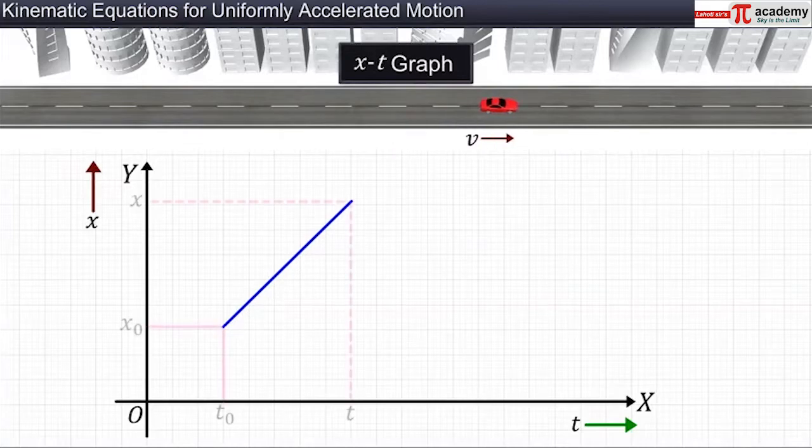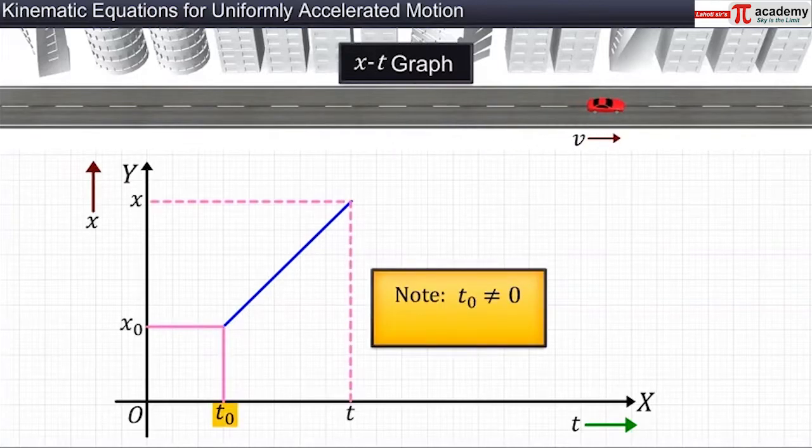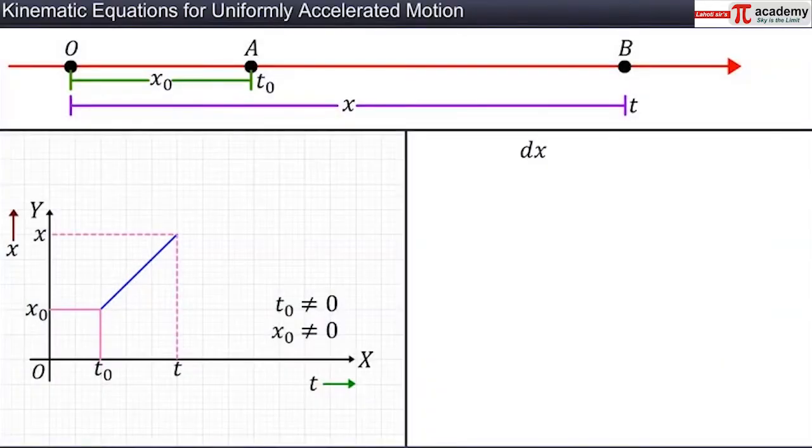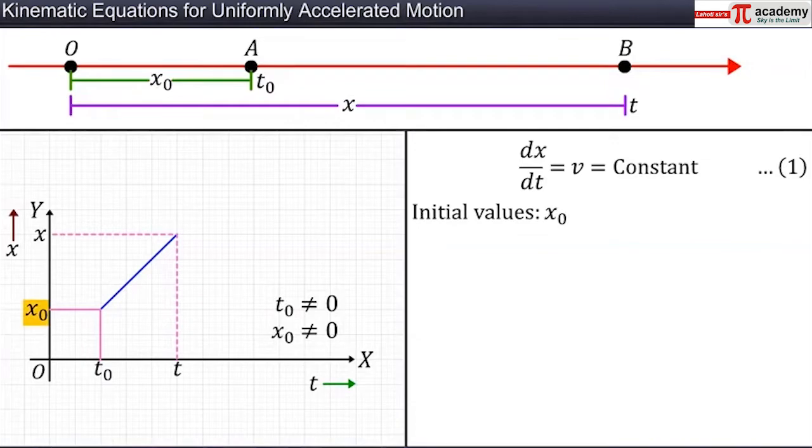Observe the xt graph. t0 is not equal to 0 and x0 is also not equal to 0. dx by dt is equal to v, which is a constant. Initial values are x0, t0. Final values are x, t. Cross-multiplying equation 1, we get dx is equal to v into dt.